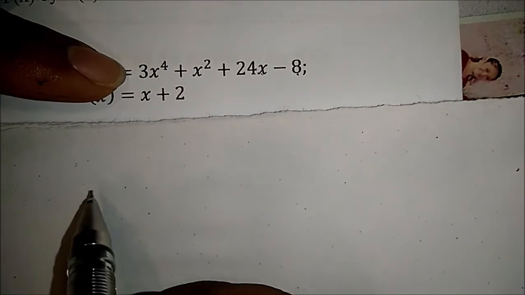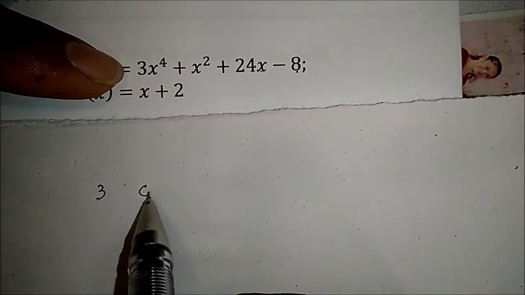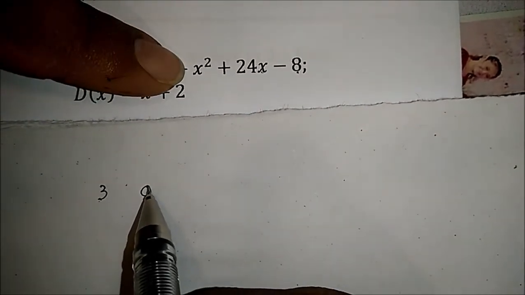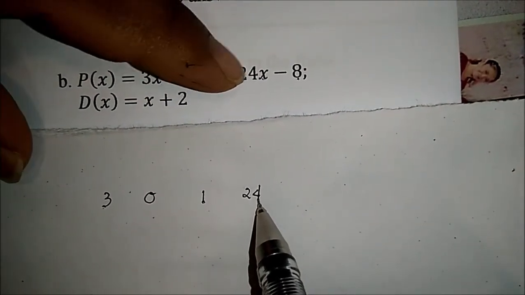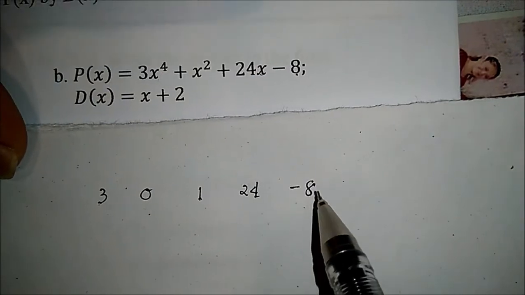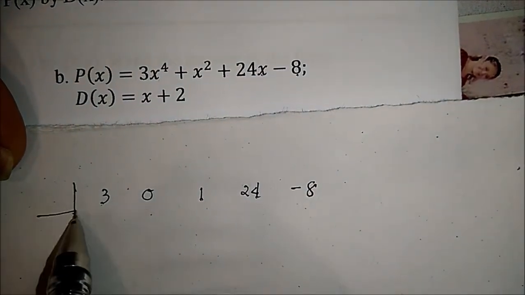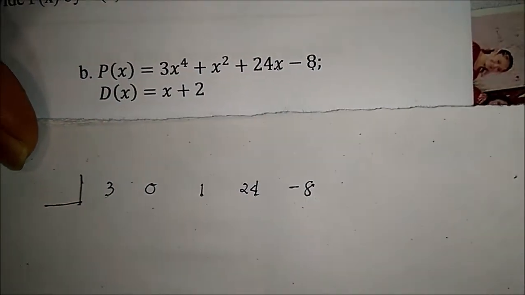No? So, maglagay ng 0 para sa x cubed. So, the first coefficient is 3. 0 para sa x cubed. The coefficient of x squared is 1. The coefficient of 24x is 24. And the constant term is negative 8.